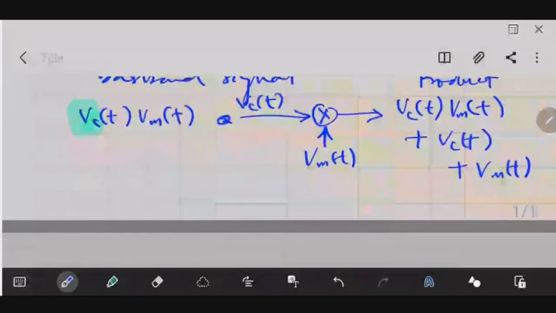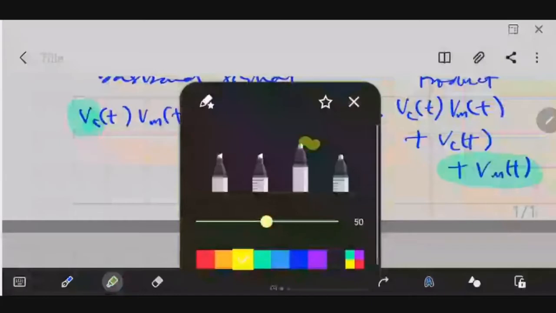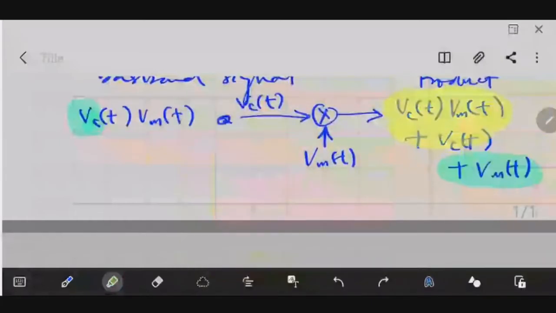So one of these signals, your Vm of t, could be easily blocked if you use a band pass filter. However, the carrier that is there actually remains. You cannot take out the carrier that easily. Okay, so the modulated signal will be like this.